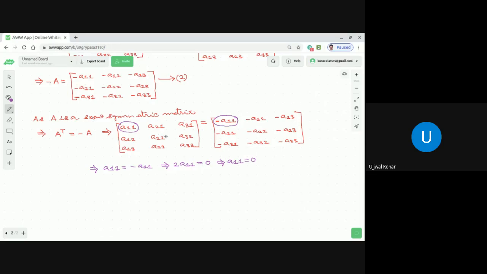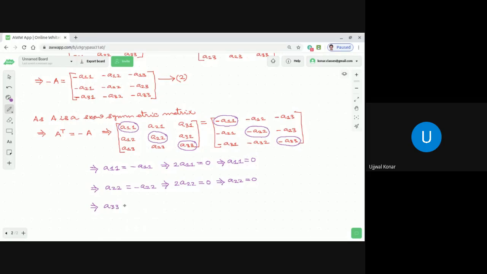Similarly, students, what is at the junction of the second row and second column of the left-hand side matrix? That should be equal to the junction of the second row and second column of the right-hand side matrix. So from here we get A22 is equal to minus A22. That implies 2 into A22 is equal to 0. This implies A22 is equal to 0. Now, in a similar manner, what is at the junction of the third row and third column of the left-hand side matrix? That should be equal to the element at the junction of the third row and third column of the right-hand side matrix. So that implies what?